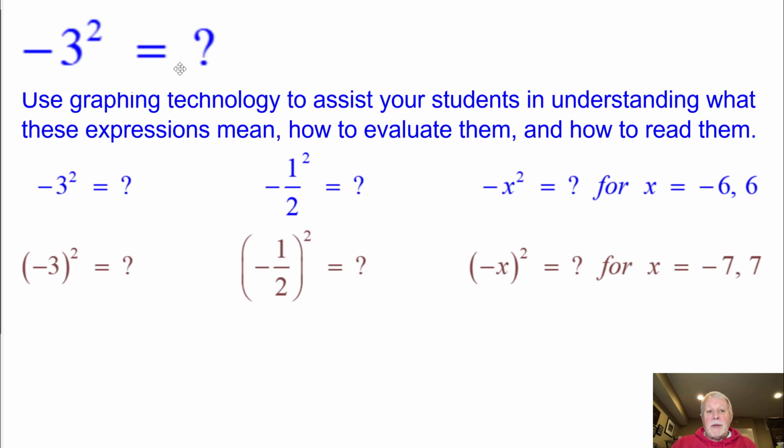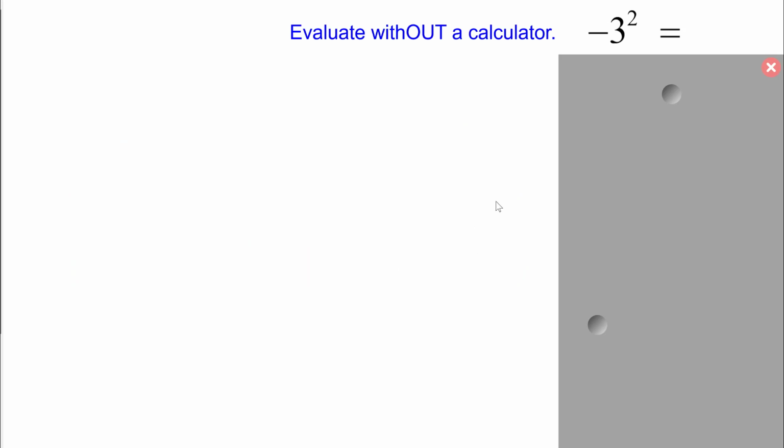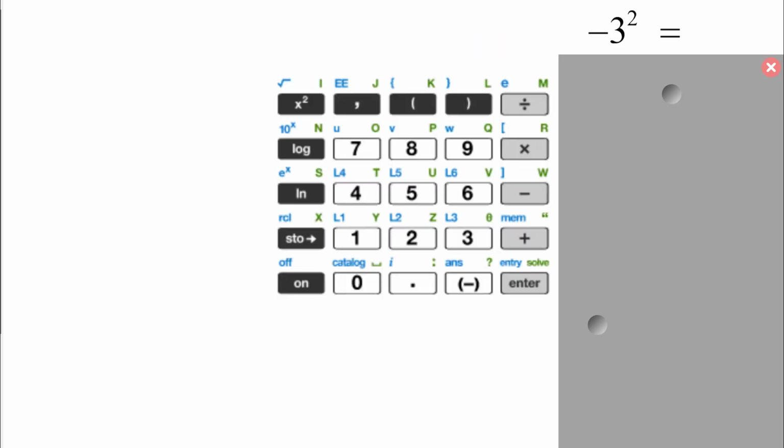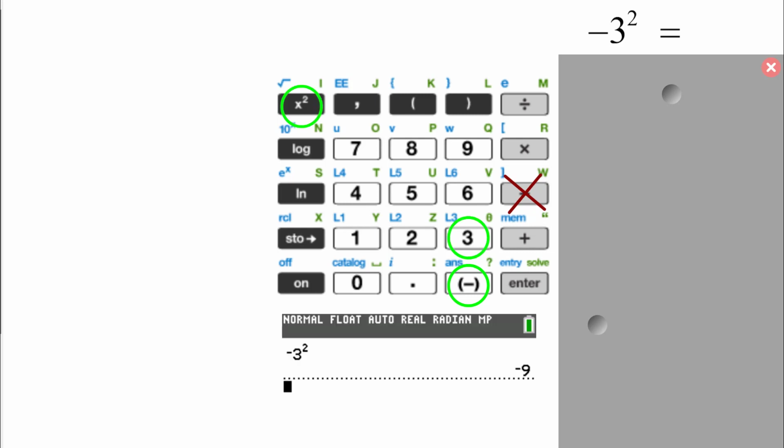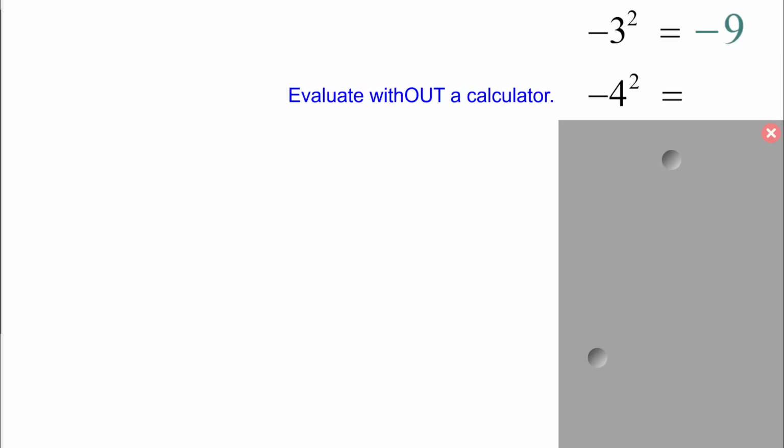How do we evaluate an expression like this? Let's use graphing technology to assist our students in understanding what they mean, how to evaluate them, and how to read them. First, we'll ask our students to evaluate this expression without a calculator, and then with a calculator. And remember that they do want to put the opposite, not the minus sign here when they type that in. And we get an answer of -9.